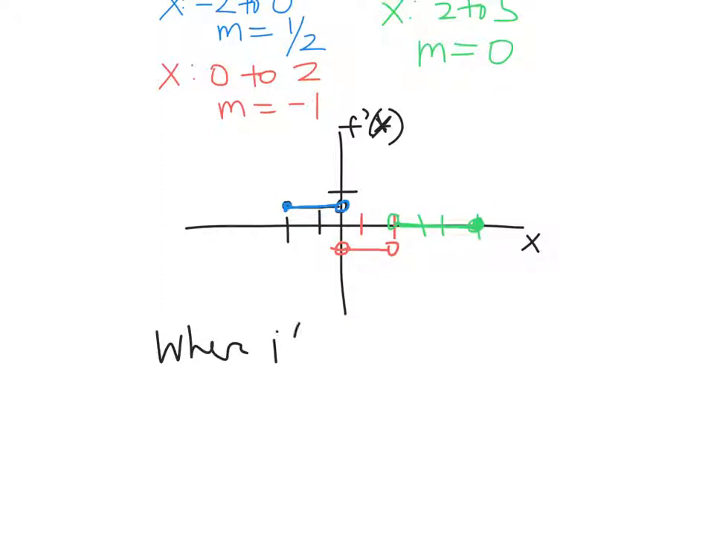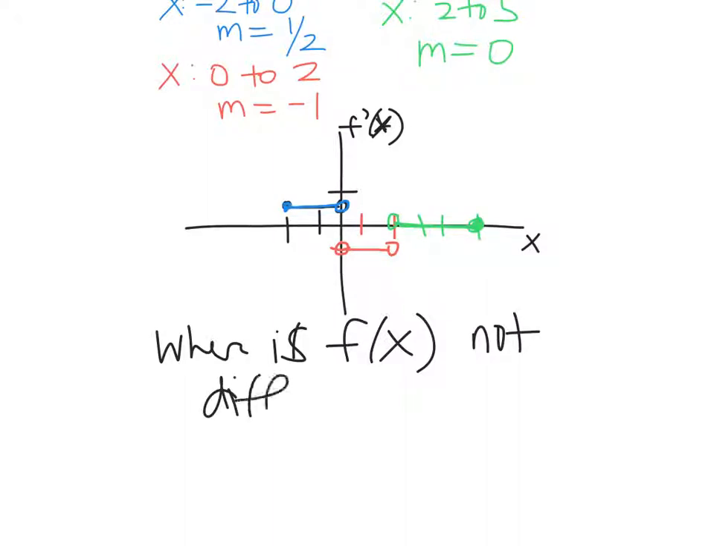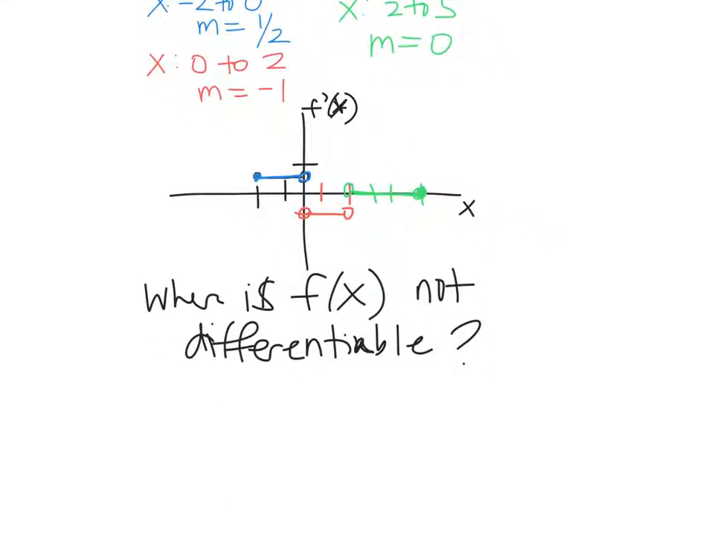Okay, and then they'll ask you something like this. Where is f of x not differentiable? I can never spell that, differentiable. Where is f of x not differentiable? Okay, so that would be at all of your open circles on your f prime of x. So that would be at x equals 0 and 2. Is that it? Yeah. 0 and 2. Okay? So we don't have to do a point for that? No.